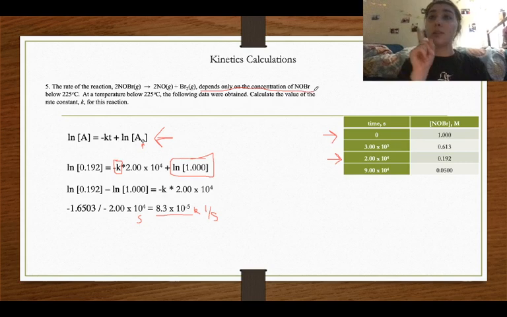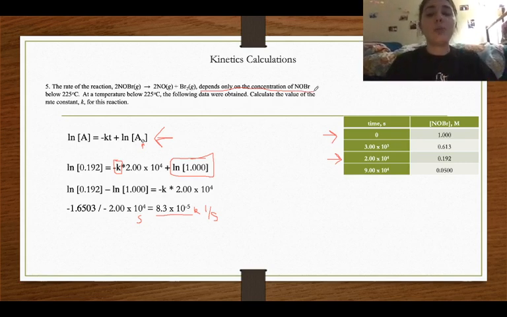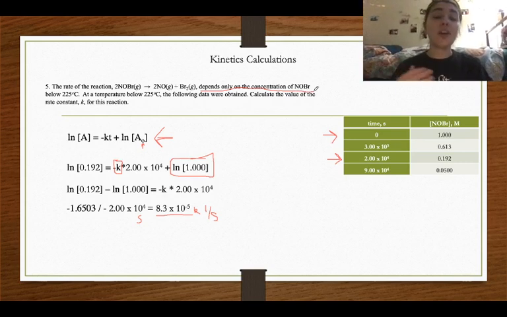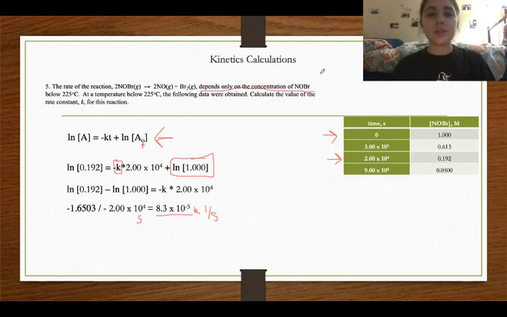Whenever it says it only depends on one thing, that's first order. If it said it depends on the concentration of NOBR and something else, second order. If it says it doesn't depend on the concentration, 0 order. All right? So be sure that we read these and note the language because the language tells a lot about what this equation is.